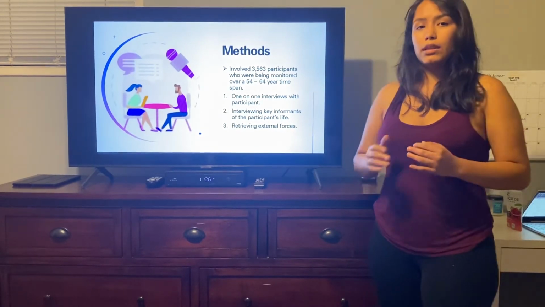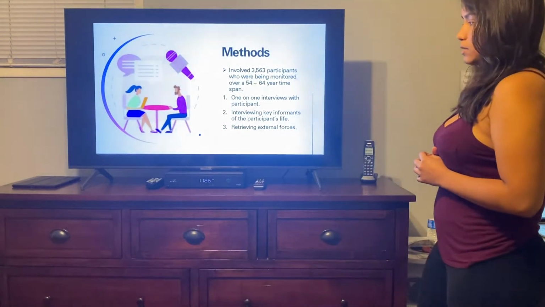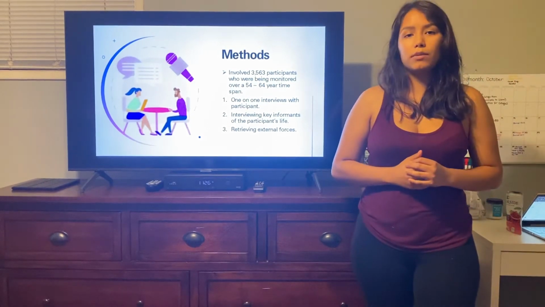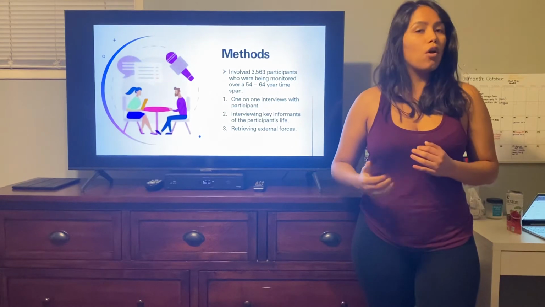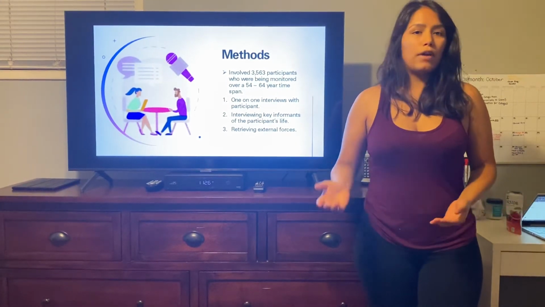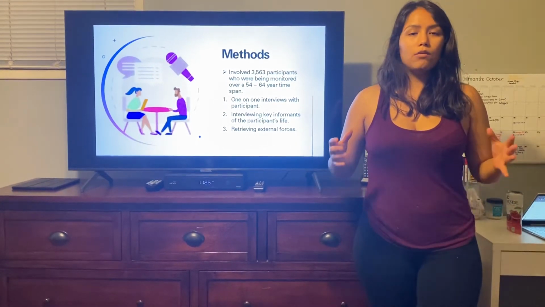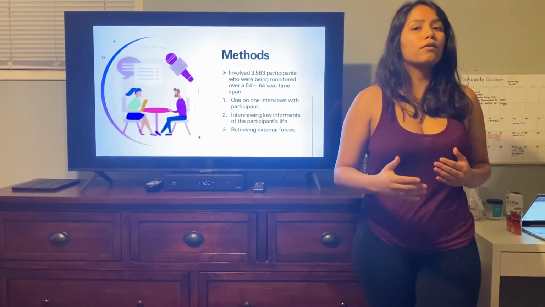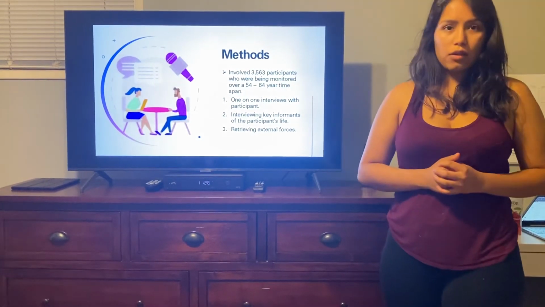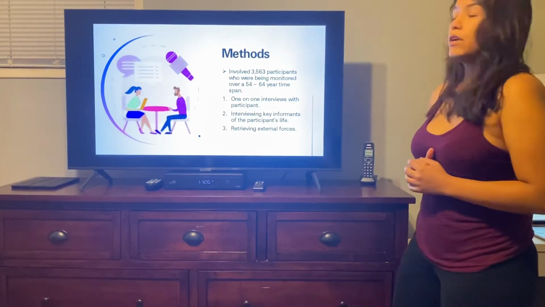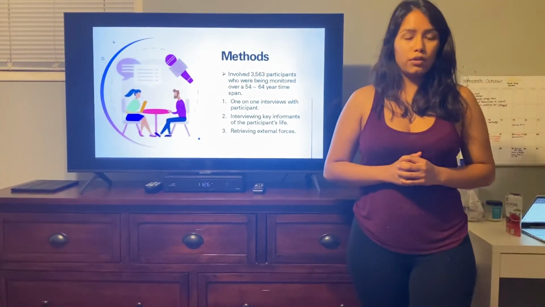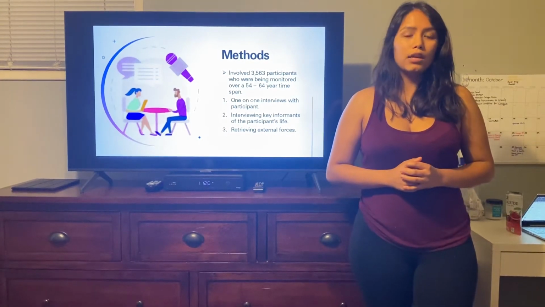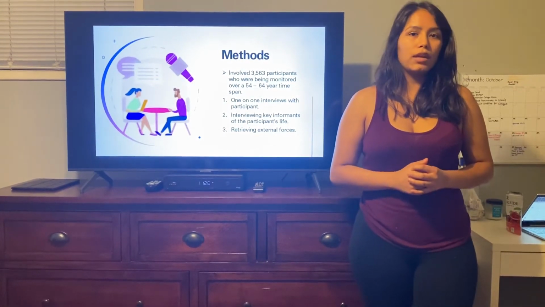move. The second type of study that they did was interviewing key informants of the participants' life, such as co-workers, friends, family, anybody that was constantly around the participant that would know important information. The third way they gathered their facts was by retrieving external forces, and this included going through their medical files, as well as observing autopsy reports and causes of death.